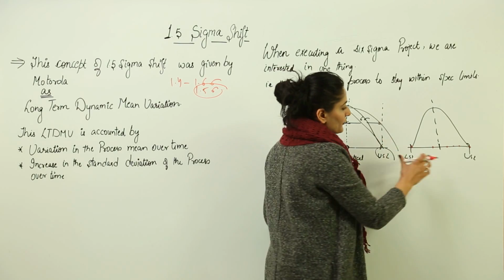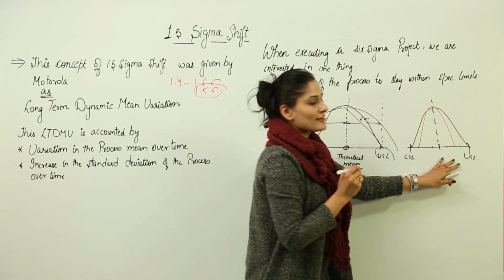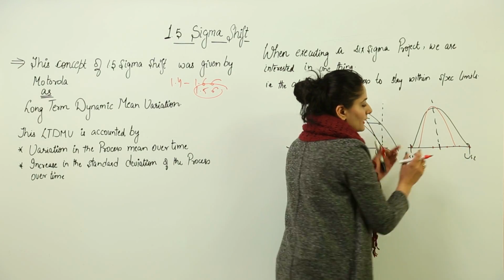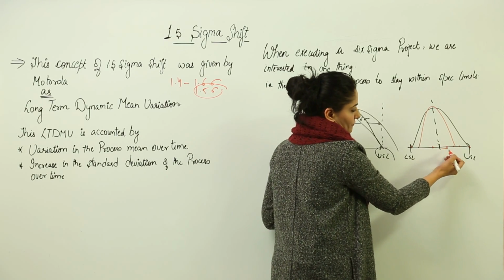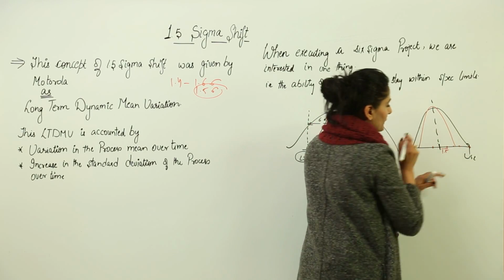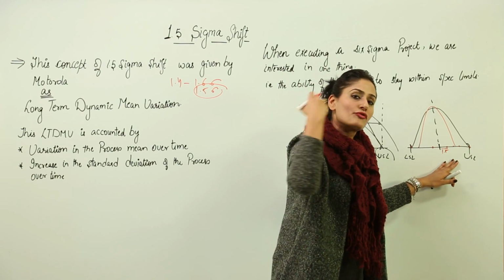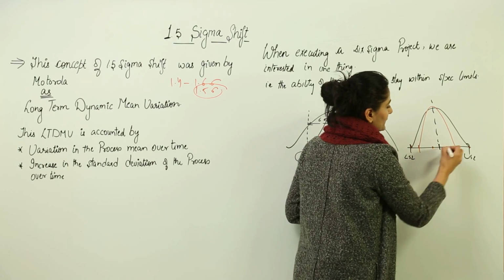You know, if it would have been something like this, it would have been a tighter process, where there would be space so that even if your mean shifts, say by 1.5 sigma, it won't stray out of the spec limits. So your processes should be tighter.